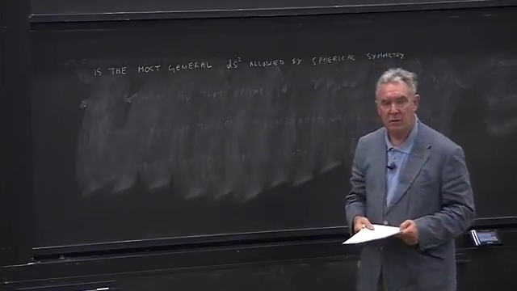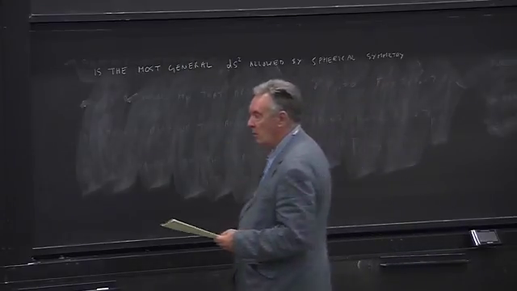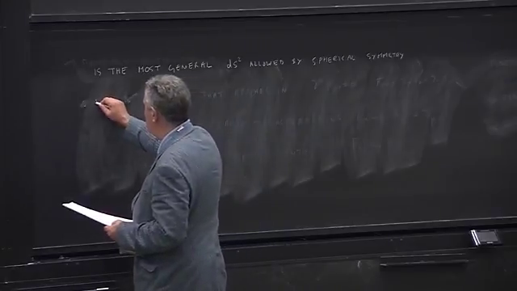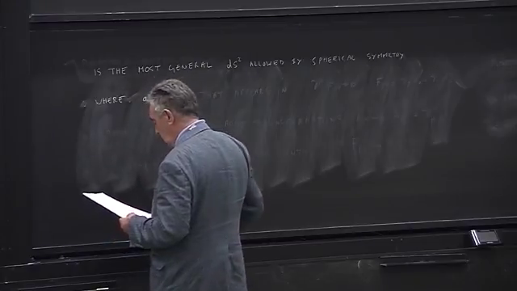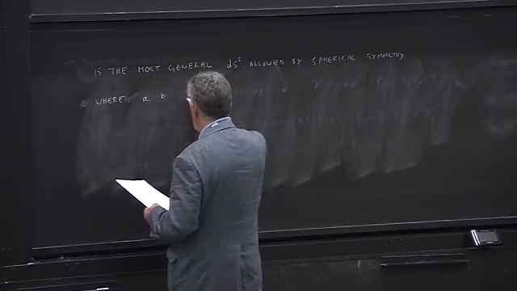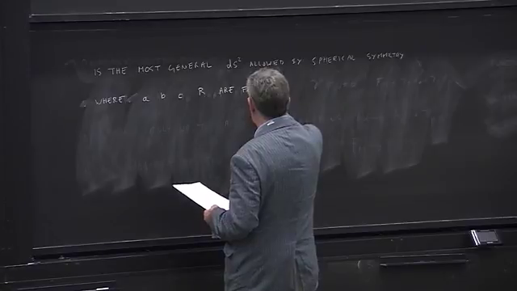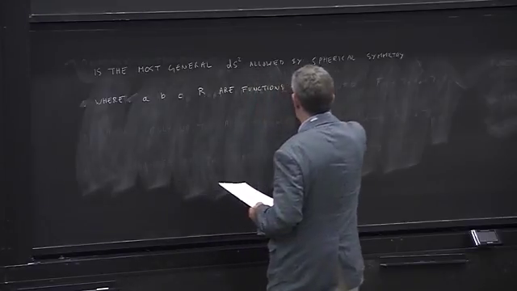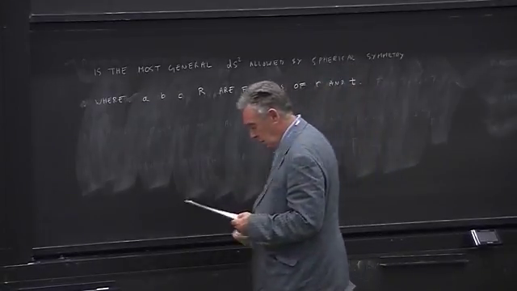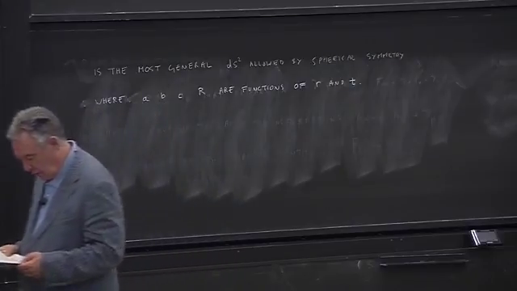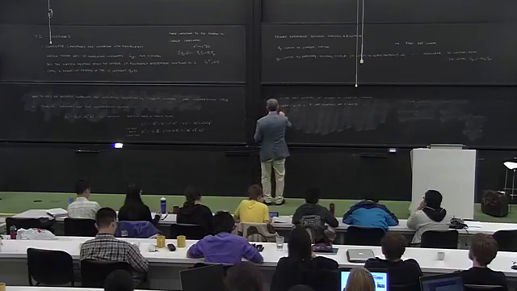Intuitively, you think spherical symmetry means everything depends on R and T, apart from the d omega squared term. A, B, C, and R are functions of R and T. So we boiled it down to 4 unknowns.